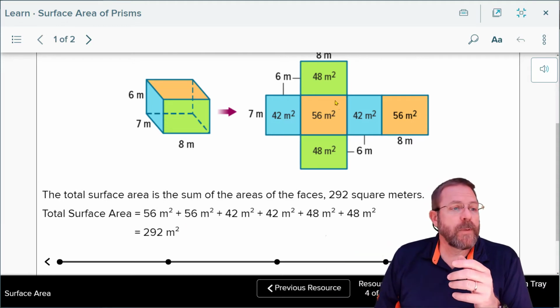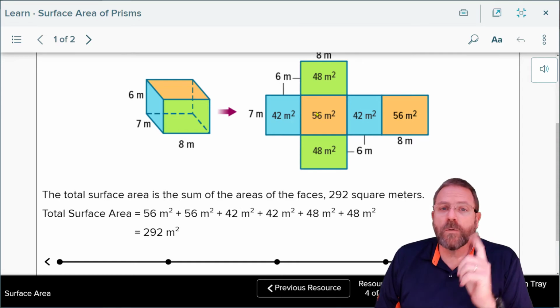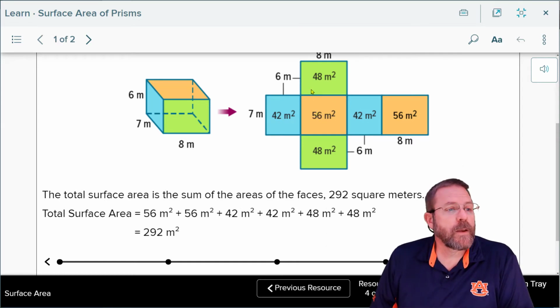If you have pieces that are the same, you only have to work them once. So for example, the 8 by 7, you only had to do the math on that one time, and it fit both of them. You notice they also wrote those numbers inside the shape on the net. I strongly encourage you to do that.